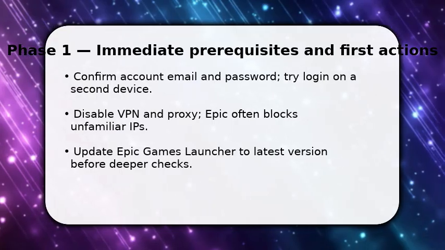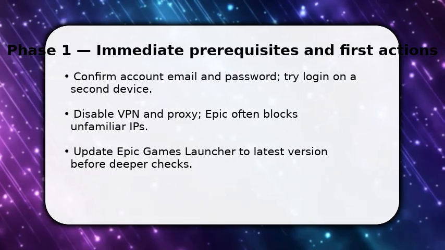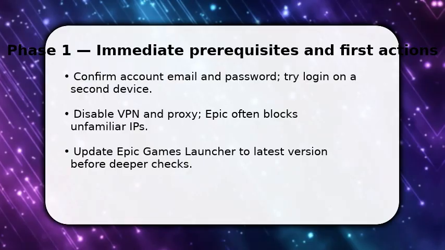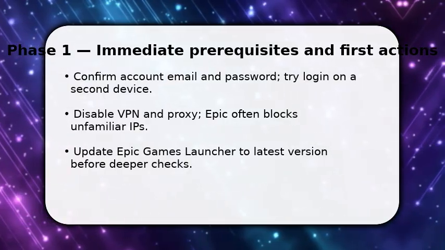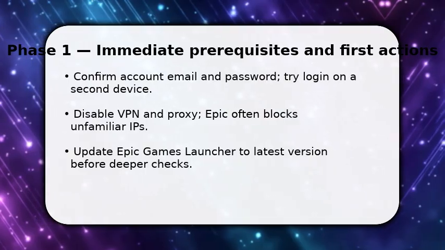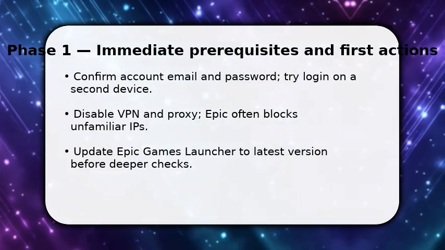You start by verifying credentials and the app state. This stops wasting time chasing non-issues. First, sign in on a browser and a second device to isolate device-specific problems. Once done, disable any VPN or proxy. Epic can flag those as suspicious and block logins.